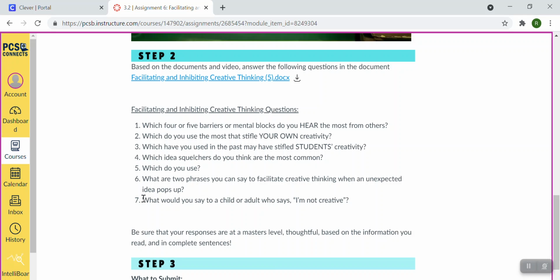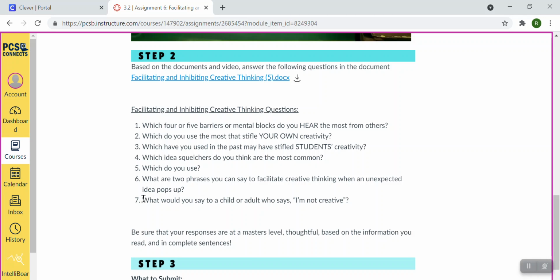So let's now make it personal. What excuse do you tell yourself that stops you from being creative? What barriers and blocks do you add to your own life? 3, which have you used in the past that may have stifled students' creativity? I'm sure we are all guilty of some of those, whether it's out of our own frustration, out of time, pacing guides, all of that. But what have we used that really stopped our students' creativity? 4, which idea squelchers do you think are the most common? And give me a why. 5, which do you use?